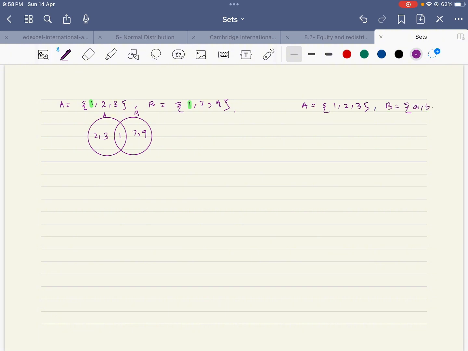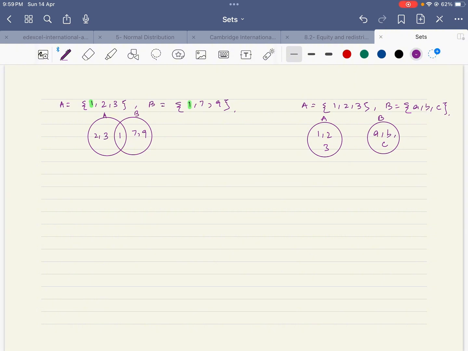For example, these two sets. How do you draw these two sets? You draw two circles separately and you fill in the elements inside. There is nothing common, that is why everything is separate, or the circles are separate. The circle represents a set.